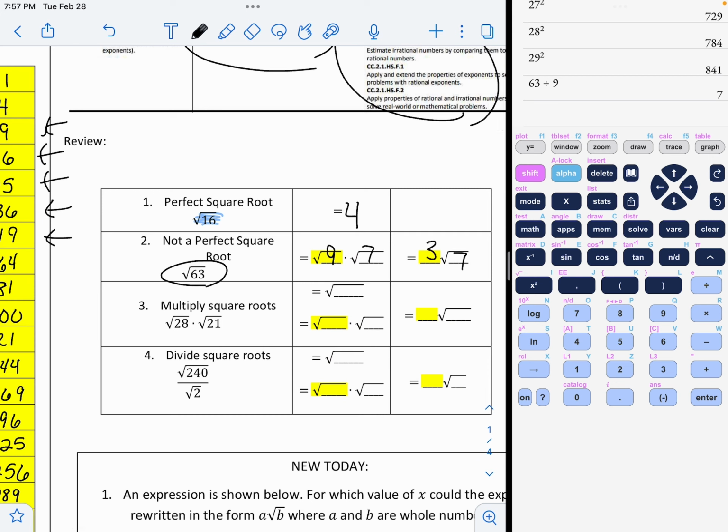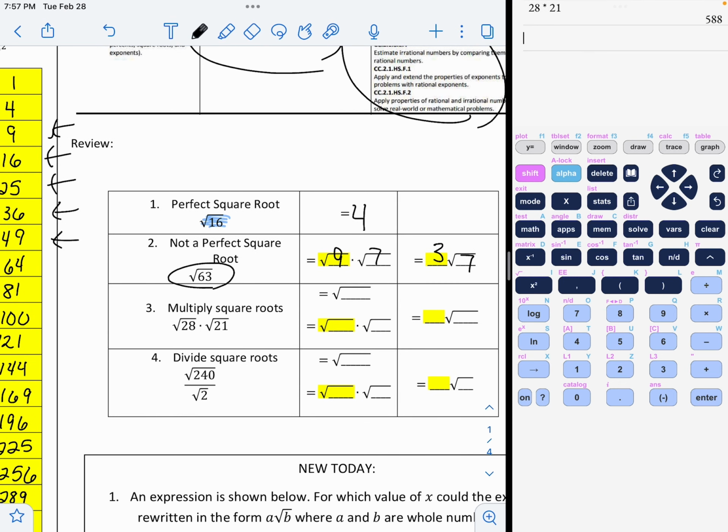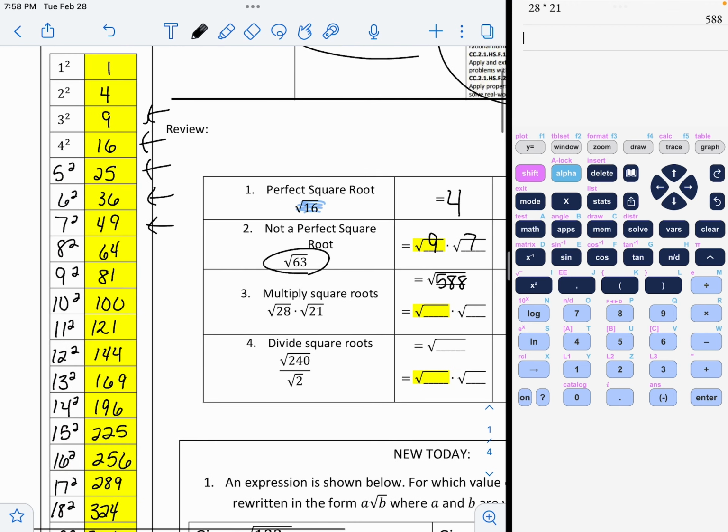Then yesterday we learned how to multiply them. So we have to do 28 times 21. So we get 588. And then we had to go through our list and try to figure out which one of these numbers goes into 588 first.